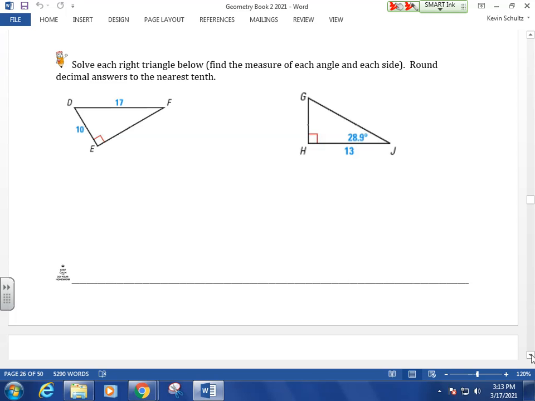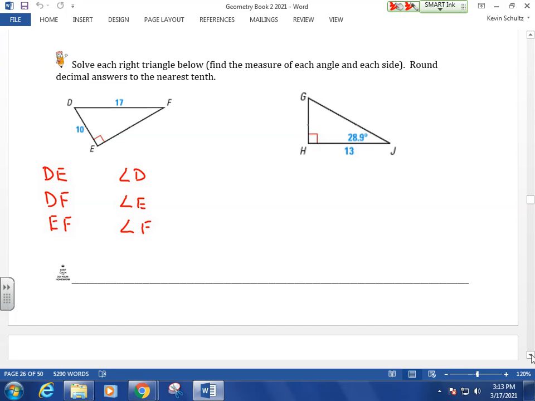That right angle. So to solve this right triangle, we are looking for side DE, we are looking for side DF, and we are looking for side EF. We are looking for angle D, we are looking for angle E, and we are looking for angle F. To solve a right triangle, we want all 6 parts. Let's fill in what we know.